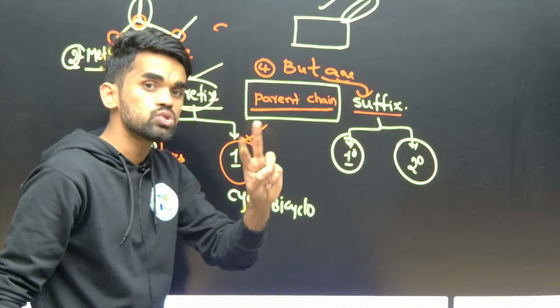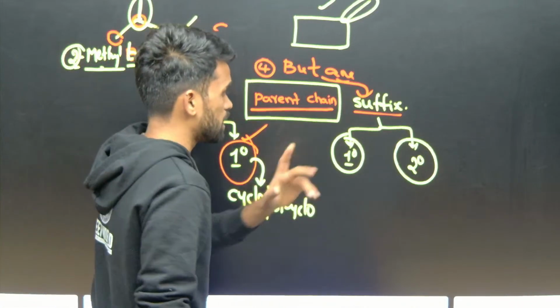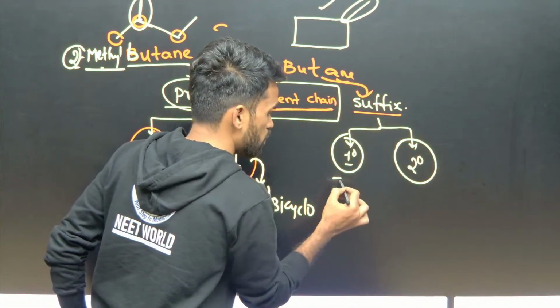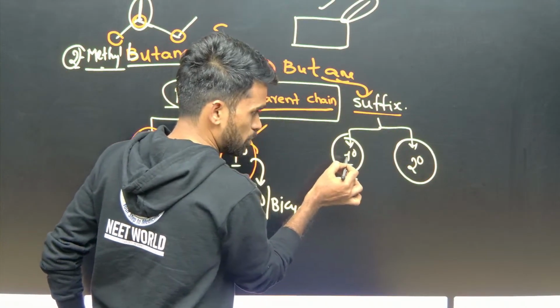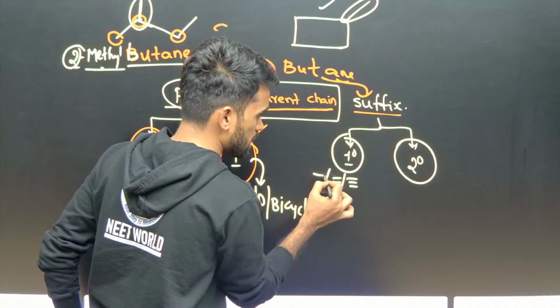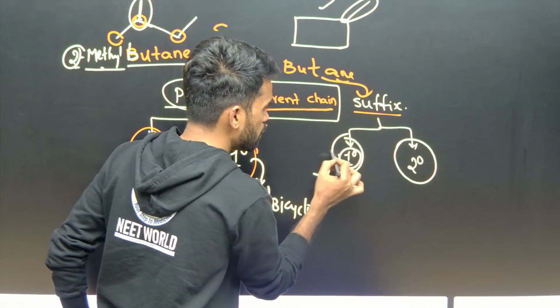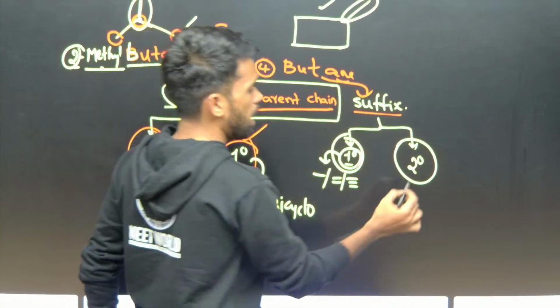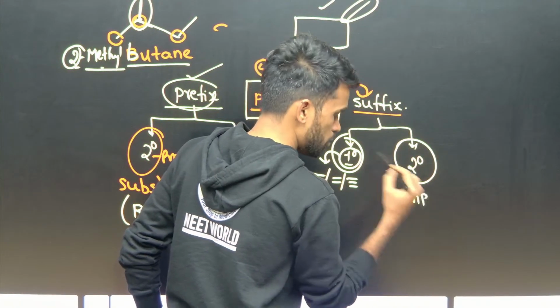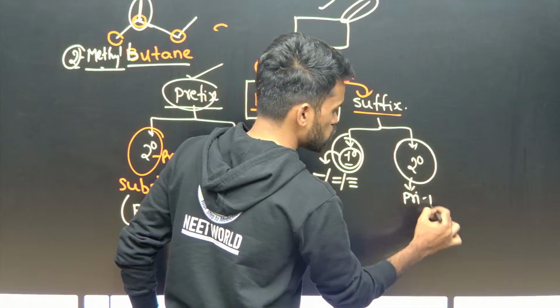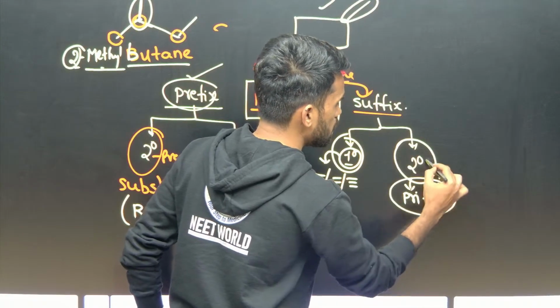See, if there is something like a pi bond, pi bond means double bonds, triple bonds, whether it is a double bond, triple bond or single bond, that is indicated by the primary suffix. Okay, and if there is any main principal functional group, I am saying principal functional group, then it is called the secondary suffix.